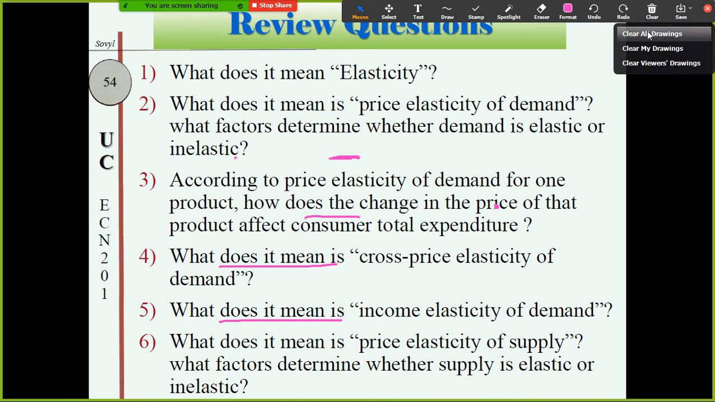Okay, these are the questions to review. If you can answer these questions without watching the video, without reading the textbook again, and you can answer by using your own understanding, your own memory, that means you got the points from this textbook, from the content. Okay, now we come to the end of this chapter. Chapter 3 is ending.